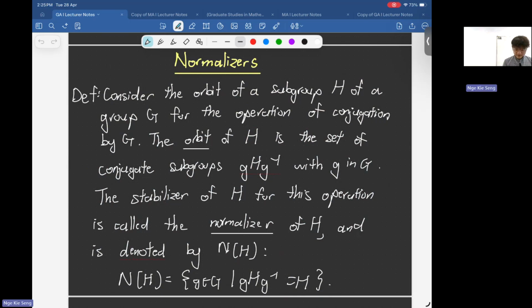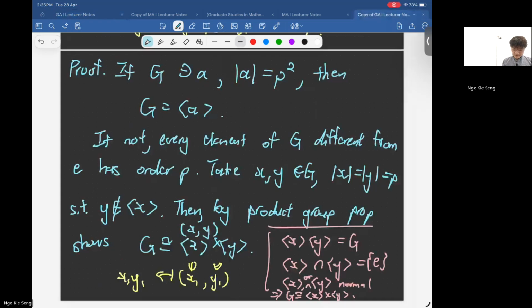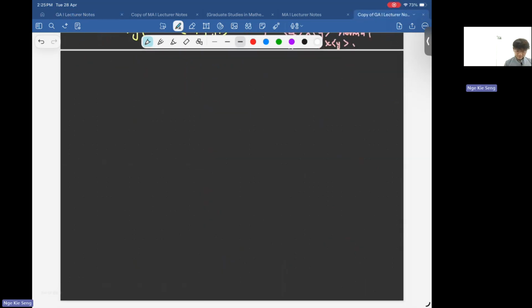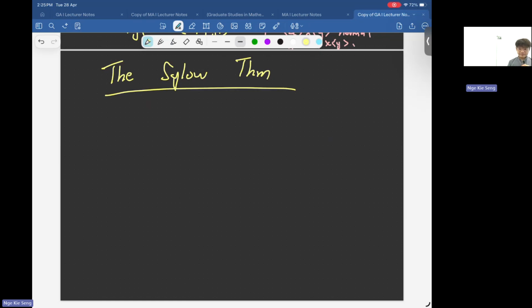Sylow theorem. So let's start with Sylow theorem. The purpose of Sylow theorem is also due to classification. So we want to classify certain groups. Maybe we want to classify all the groups, but then it's kind of tough.